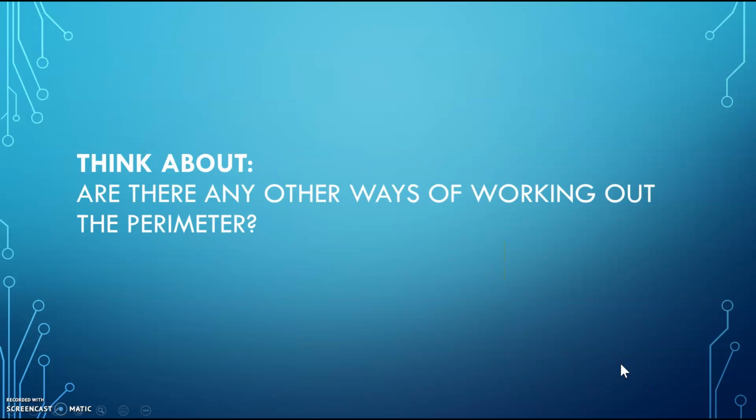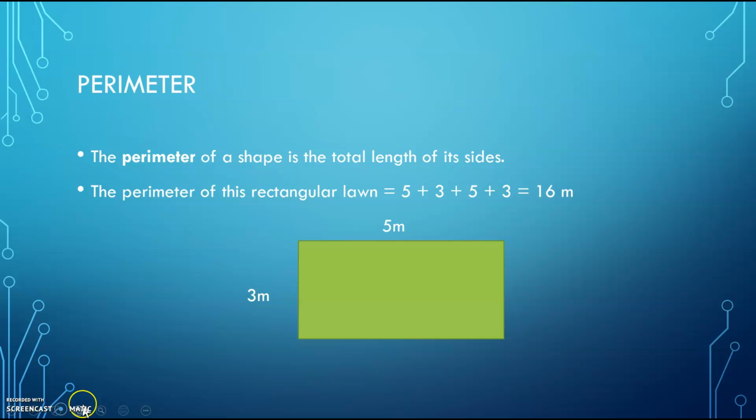Now think about it. If we go back to that shape, are there any other ways of working out the perimeter? So let me take you back there. And what we did was we added the 5 plus 3 plus 5 plus 3. Were there any other ways? Think about it.